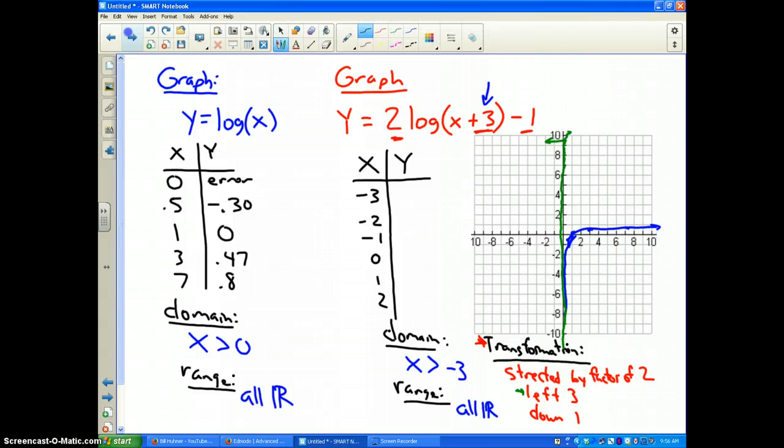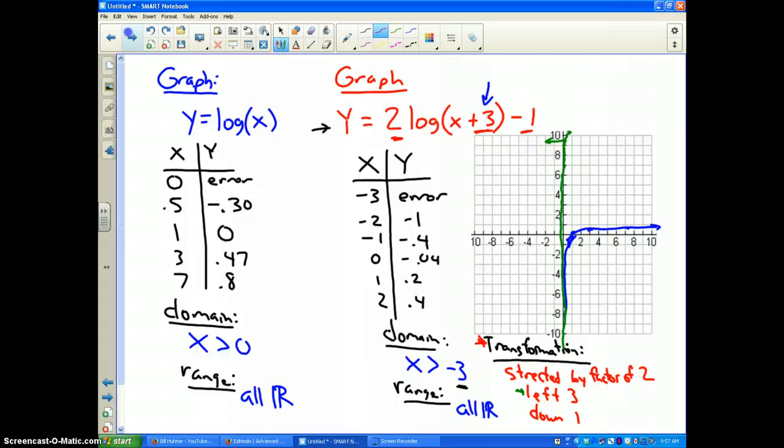All right, so let's look at our calculator. Let's type in this equation and let's go find our table values. Well, at negative 3, it says error. That agrees with what we just said, because x has to be bigger than negative 3. At negative 2, it's negative 1. At negative 1, it's negative 0.4. At 0, it's almost 0. It's negative 0.04. At positive 1, now we're up in the positive numbers at 0.2. And 2 is about 0.4.